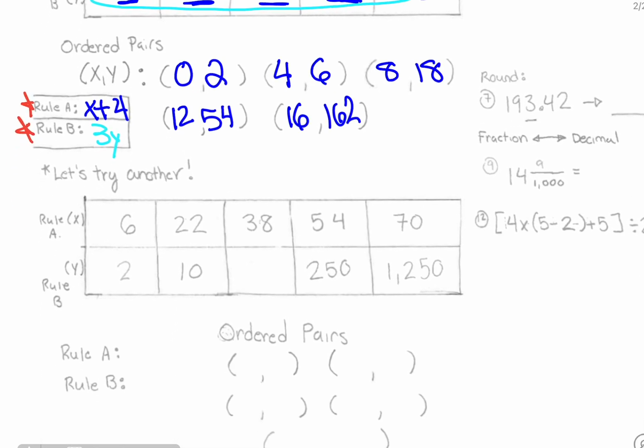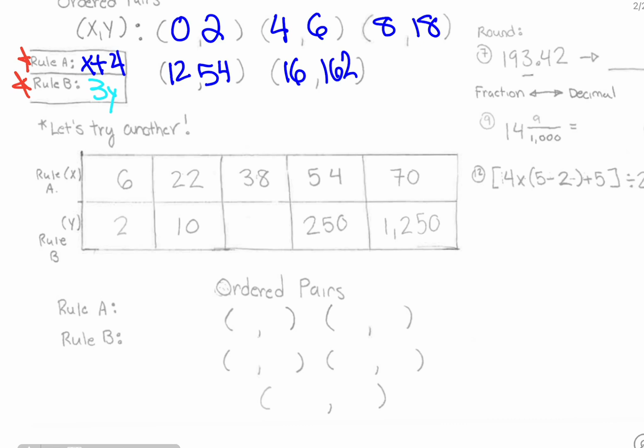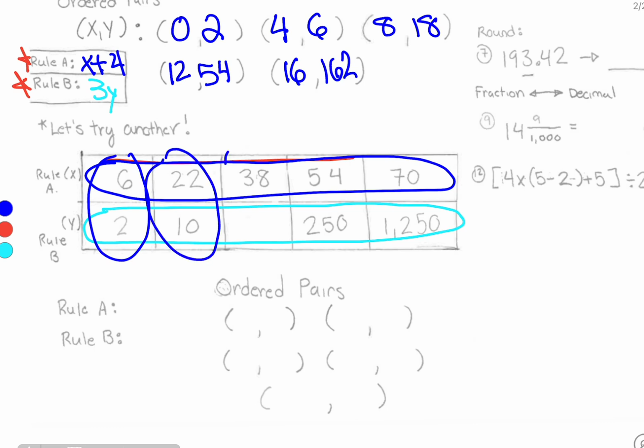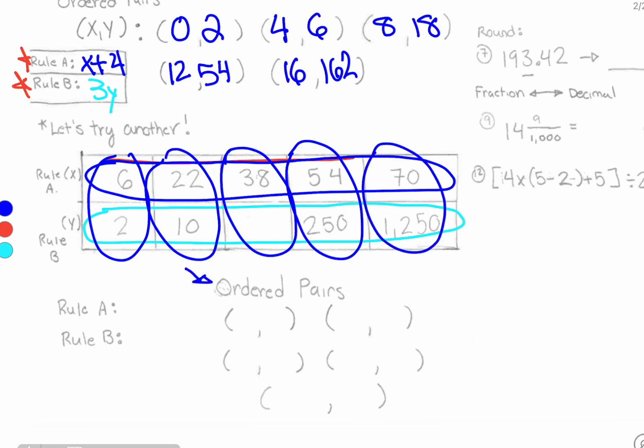So this last one is a little bit trickier. I want you to pause the video and I want you to see if you can figure out what the rule is for rule A over here, so my dark blue numbers. What my rule is for rule B. And can you put those numbers as ordered pairs down here? So pause the video and see if you can find the rule for rule A, the rule for rule B, and then see if you can figure out the ordered pairs.